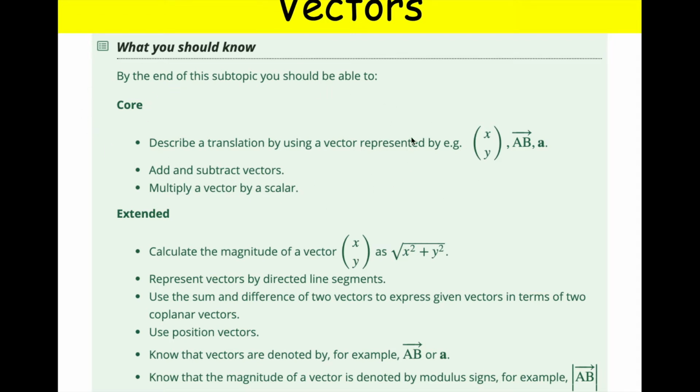Okay, the first one belongs to Core. So in vectors, Core students will be learning up until vector multiplication by scalar. Whereas in Extended Math, you will need to cover all of these objectives. So again, keep in mind for Core students, you only do until vector multiplication by a scalar. Right? Let's carry on.